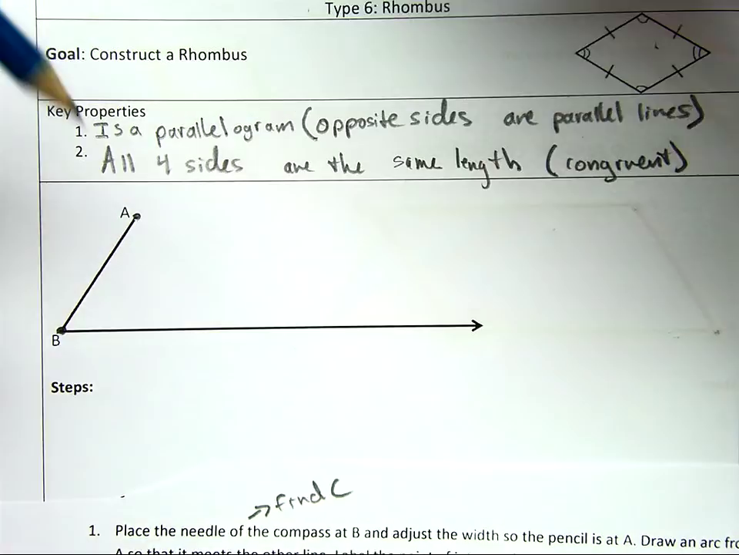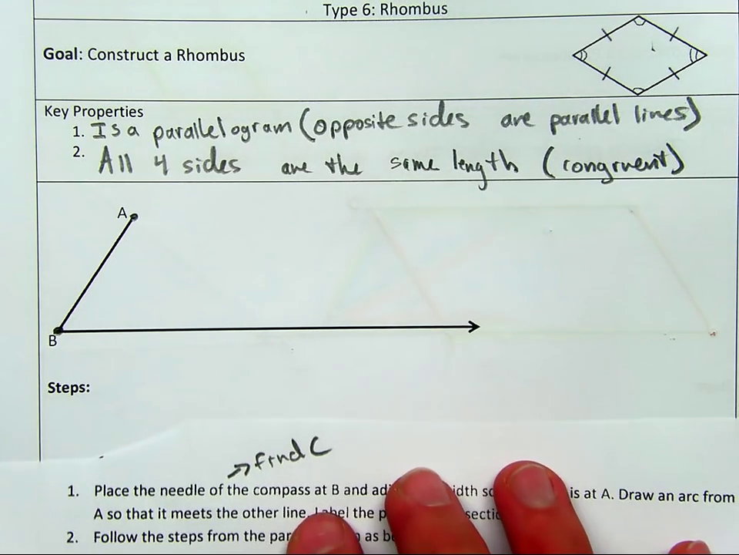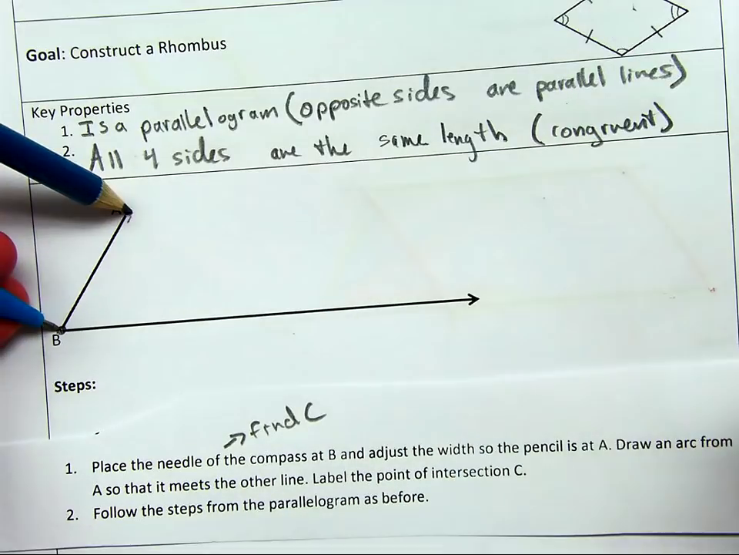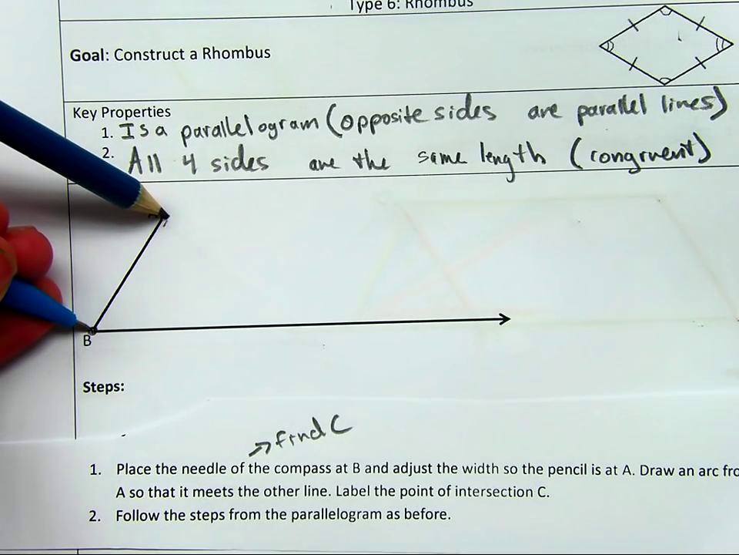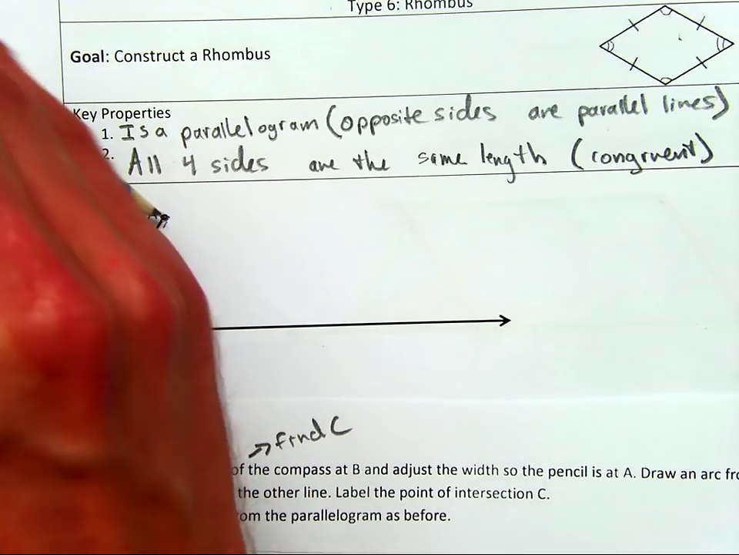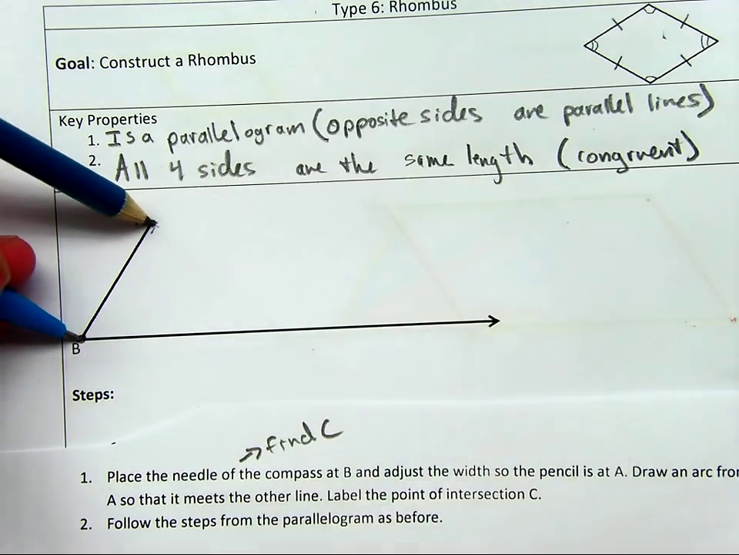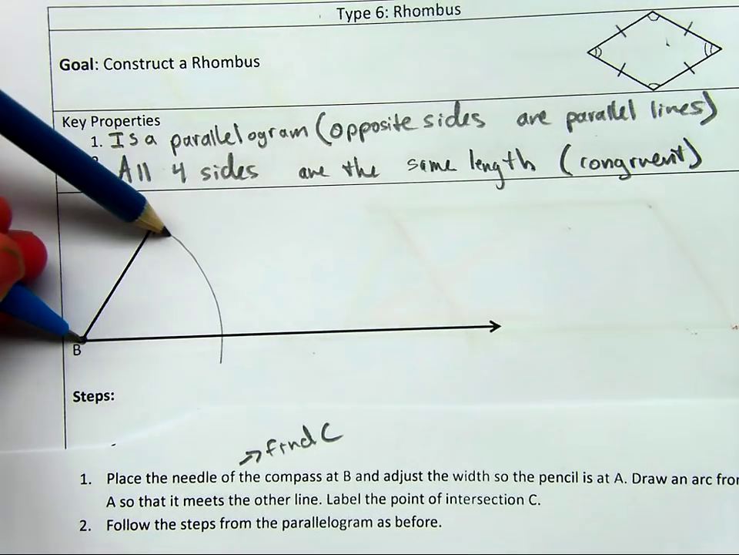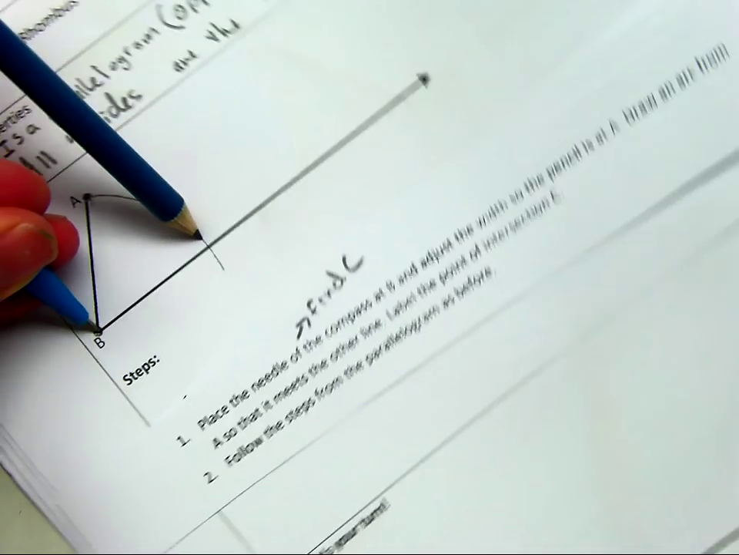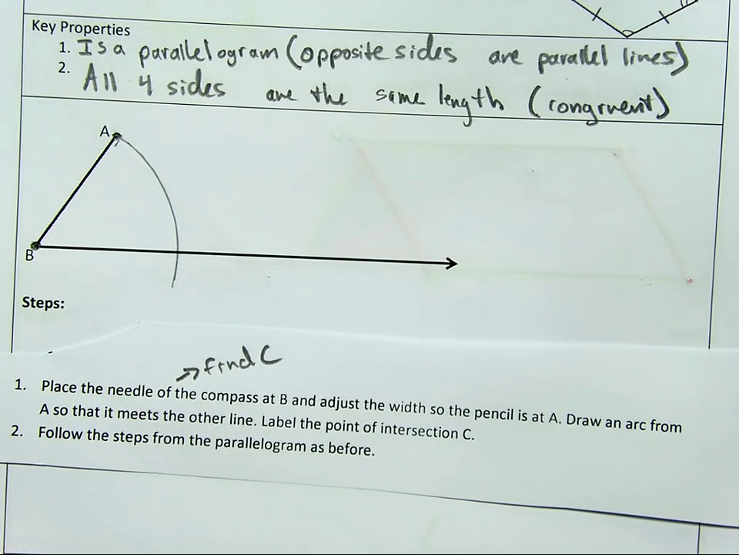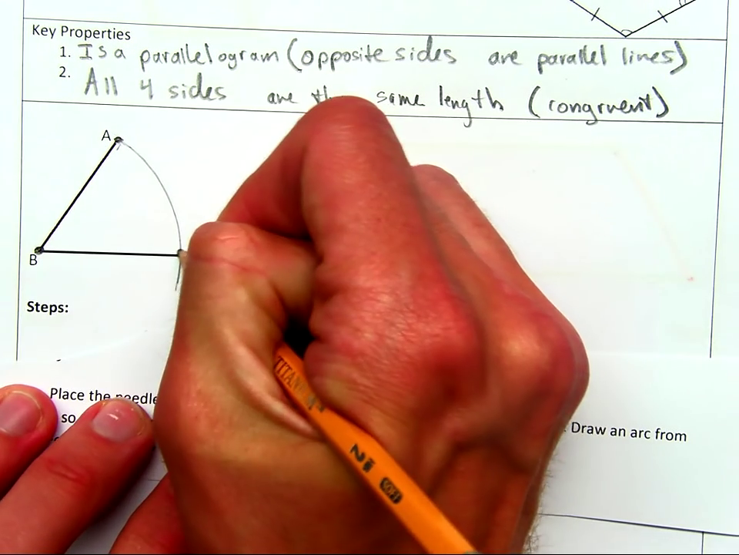Alright, place the needle of the compass at B. Adjust the width so the pencil's at A. This is going to help us find C. Alright, draw an arc from A so that it meets the other line. So what that means is, get it exact. Draw an arc like this. And I didn't move the paper, so make sure you move the paper for the best possible arc. Okay, this point of intersection, that's C.